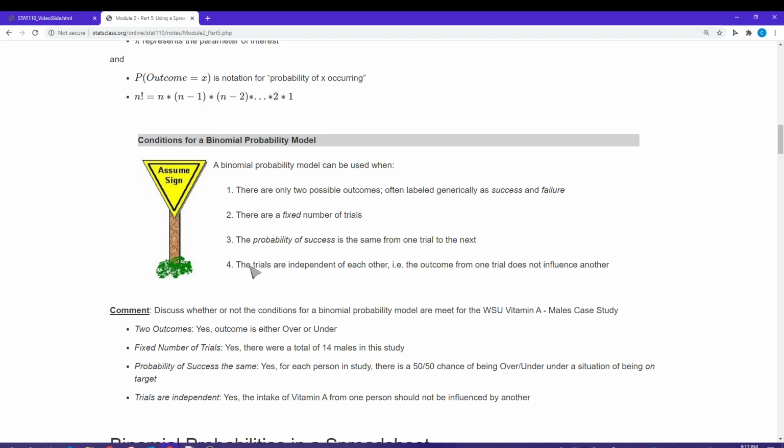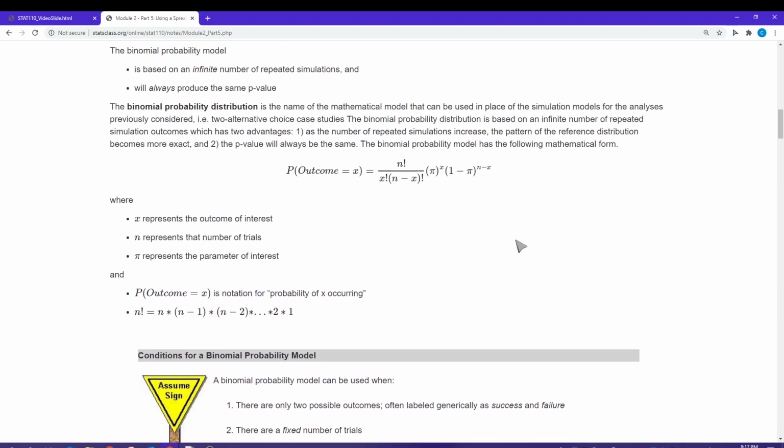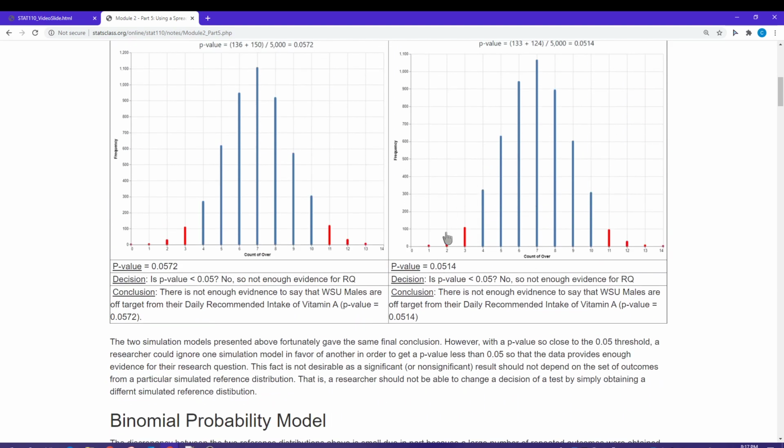Where we might run into trouble on something like this is if 3 of these males that participated in our study were roommates. If they share the cooking duties, then one person's lack of vitamin A may be influencing another person's lack of vitamin A.